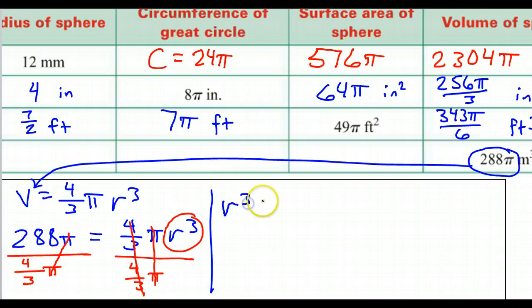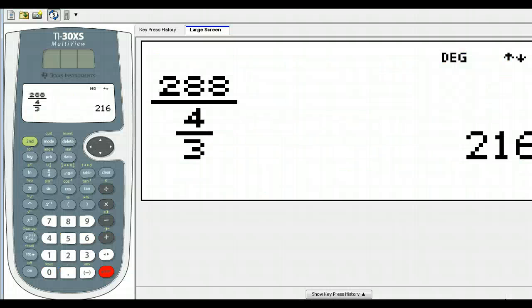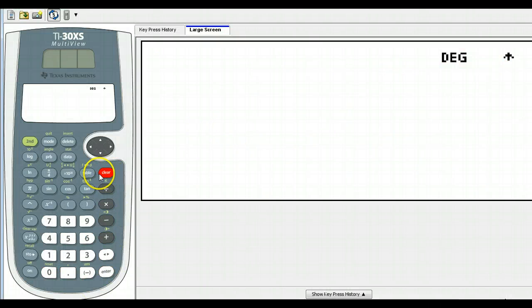So r cubed is equal to 216. Now if I want to find out what r is, I'm going to have to take the cube root of both sides. Okay? Cube root, like this. And if I take the cube root of something to the third power, that's just going to give me r. So how do I put this in the calculator, you say? How do you do cube root on the TI-30XS MultiView? Well, I'm glad you asked that.